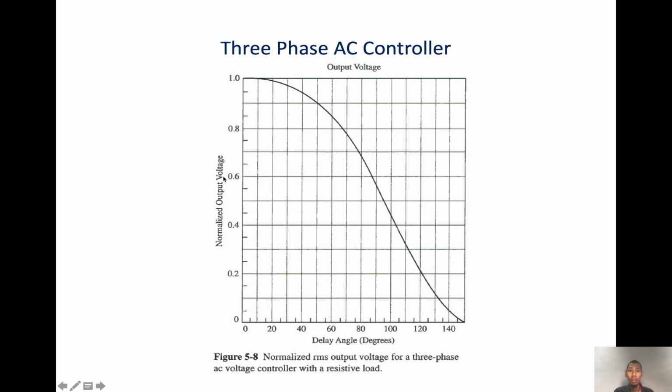Here is the normalized output voltage. If the firing angle is 0, then the output voltage is similar to the input voltage. So depending on the firing angle, we get the normalized output voltage. At the maximum firing angle, we get 0 output voltage. So the firing angle will determine the value of the output voltage.